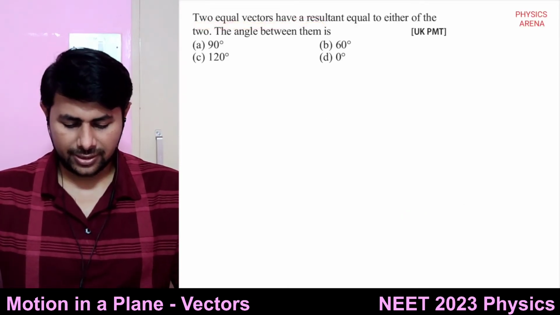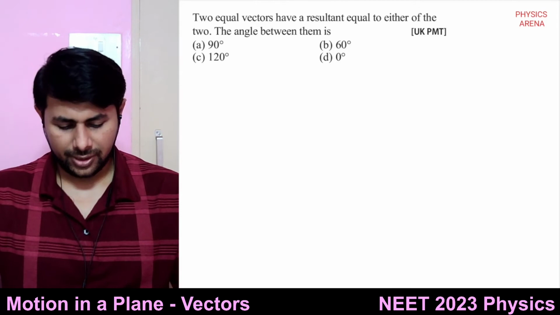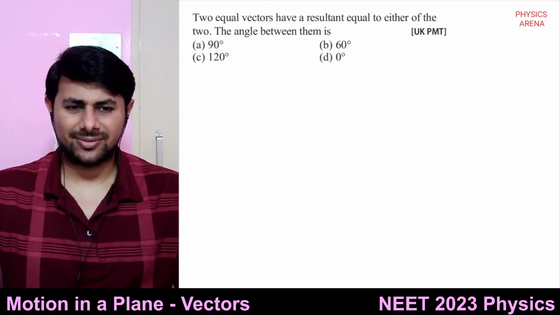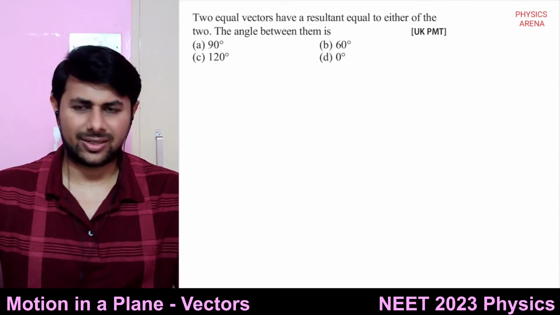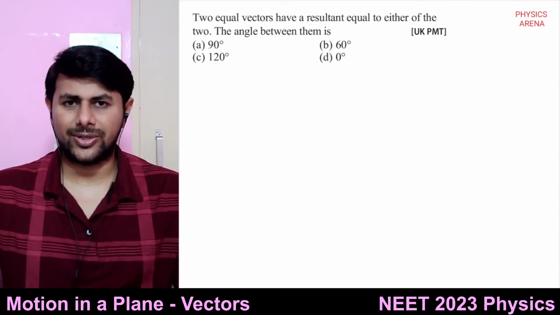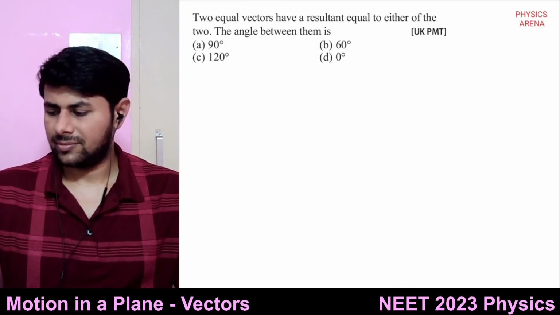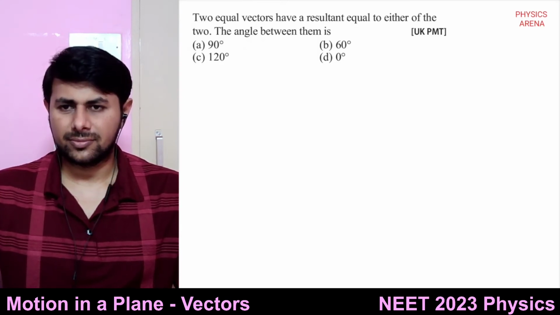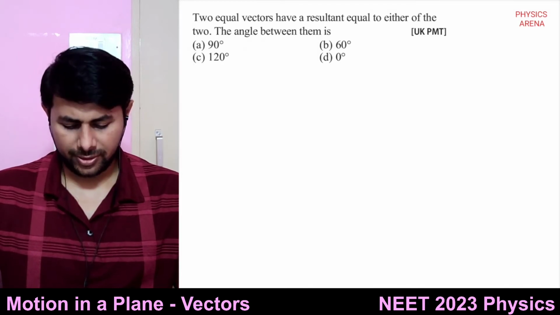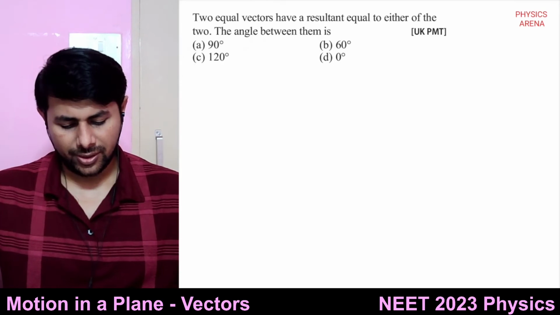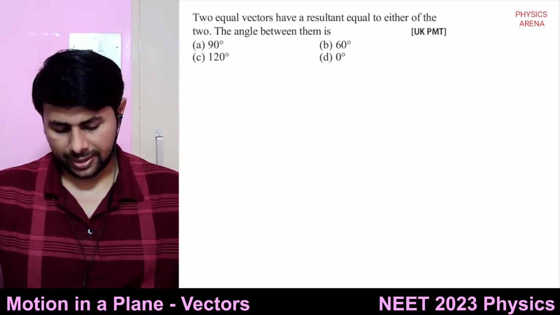So next question. Two equal vectors have a resultant equal to either of the two. The angle between them is? Now you tell me. Oh, it's 7:30. So can we extend for 10-15 minutes or should we stop? Sir, we can extend, sir. No problem. Sanjay? Yes, sir. No problem, sir. Okay. So, two vectors have a resultant equal to either of the two. The angle between them is?